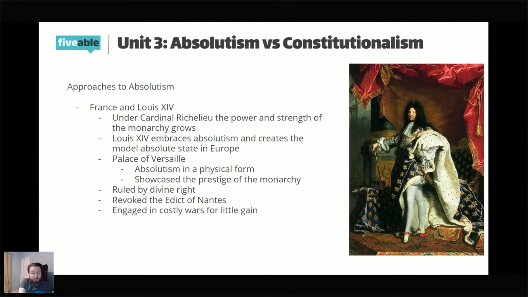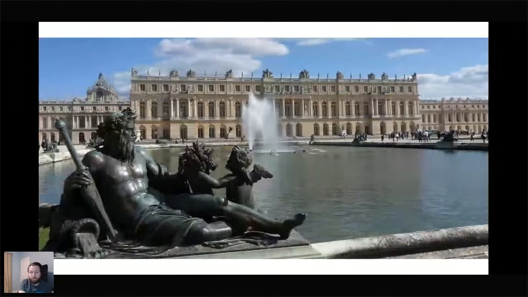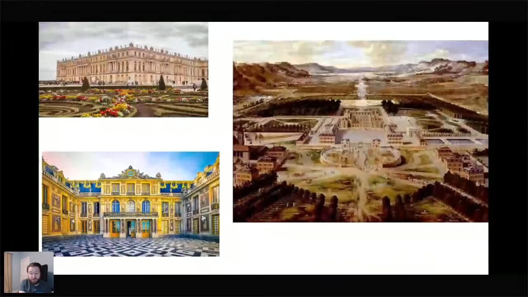And he also engages in costly war for little gain. The War of Spanish Succession is a great example of this. He's going to lose a lot and gain a little. He puts a Bourbon on the Spanish throne, but he loses a lot of valuable territory. So you have some pictures of Versailles, which I'm going to quickly go through because we only have about 10 minutes left before I have to cut it off.